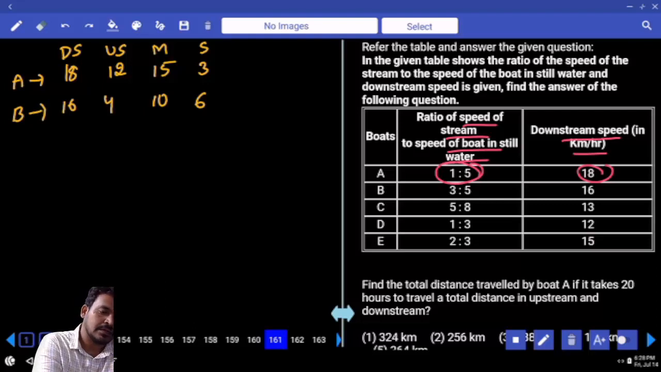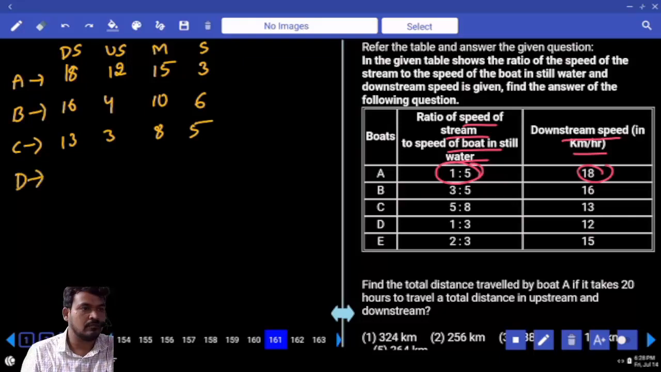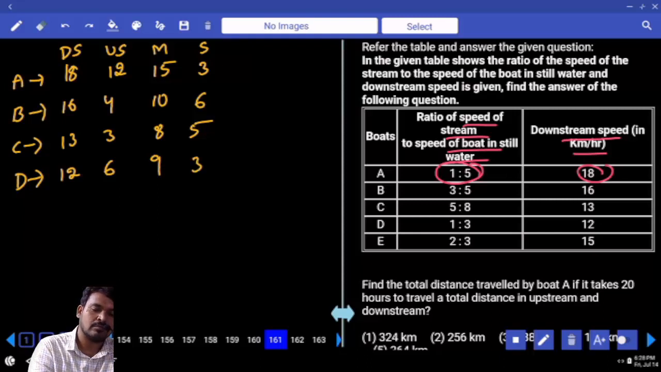6. Next in C, what is the downstream speed? 13. Upstream speed 3. What is the M value? 8. S value 5. Next in D, what is the ratio? 1:3. Total how many parts? 4 parts. 4 parts are 12. What is the difference? 2 parts. 2 parts means 6. Next, what is the M value? 9. S value 3.